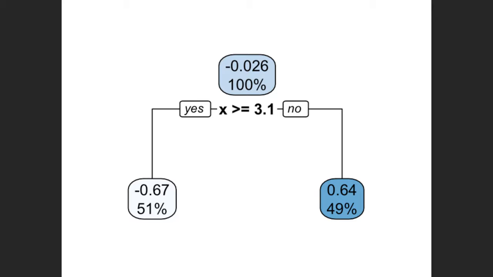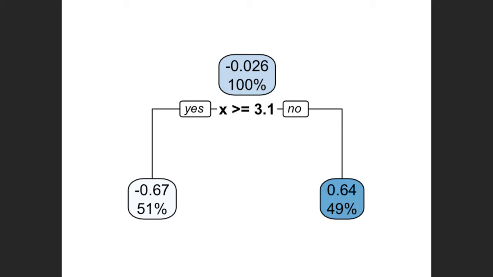It's close to 0. But then what happens when we split on the yes or no question, is x greater than or equal to 3.1? If the answer is yes, the x value is greater than 3.1, that consists of about 51% of the data points. So a little over half of them generated had that value for x. And the average y value of those data points is negative 0.67.